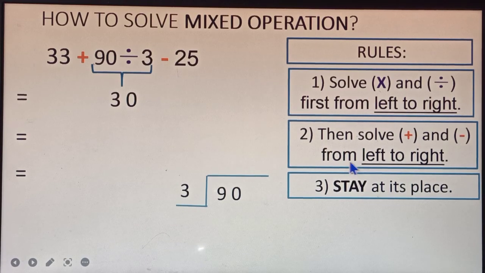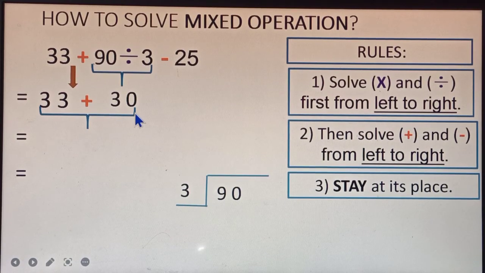Lihat dulu, ada dari kiri ke kanan, ada kiri ke kanan saja. So ia ada kiri, ia ada kanan kan? So you have to solve dari left to right. Artinya dari left ialah dari sini, dari depan ni. So 33 plus 30 dulu. Right, baru ke kanan sekarang.